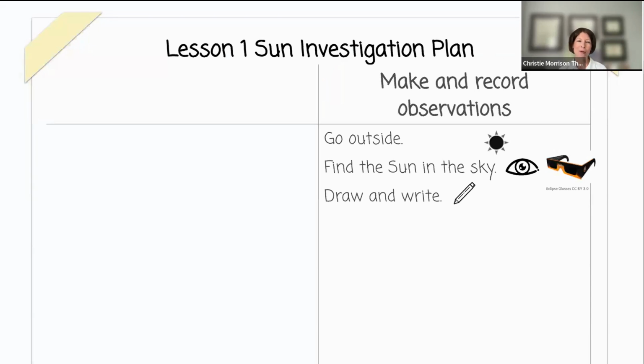As shown in the sample Lesson 1 sun investigation plan, we decide that we should go outside, find the sun in the sky, and draw and write our observations so that we can remember them and share them with others. We are introduced to sun safety goggles, which are eclipse viewing glasses that we need to wear for safety to protect our eyes anytime we are looking at the sun in the sky.